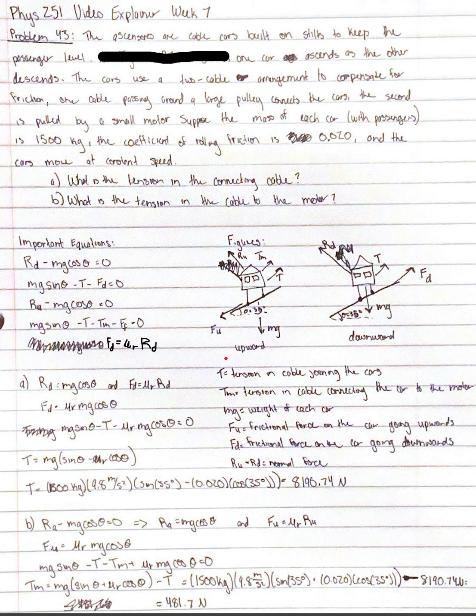Moving on to the figures, we have two figures, one for the car moving in the upward direction and one moving in the downward direction. The car moving in the upward direction experiences tension in the cable joining the cars, as well as tension in the cable connecting the motor. So this is what we will be solving for in part B. It also experiences normal force, gravitational force, and friction.